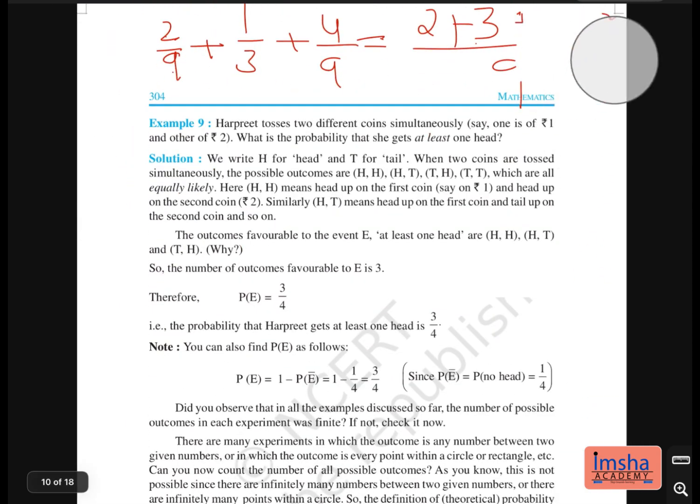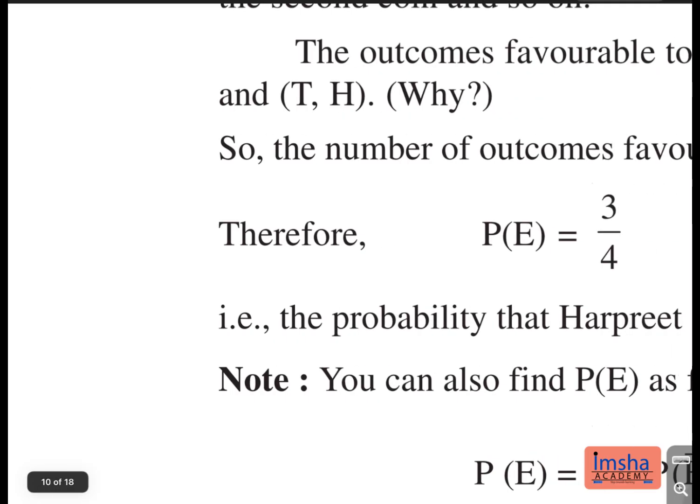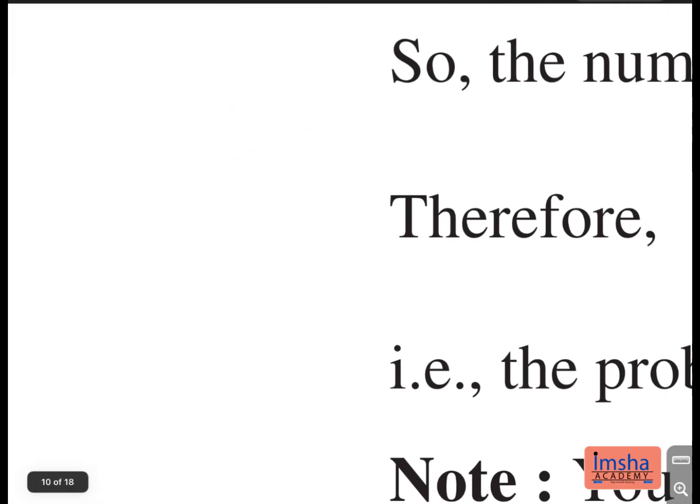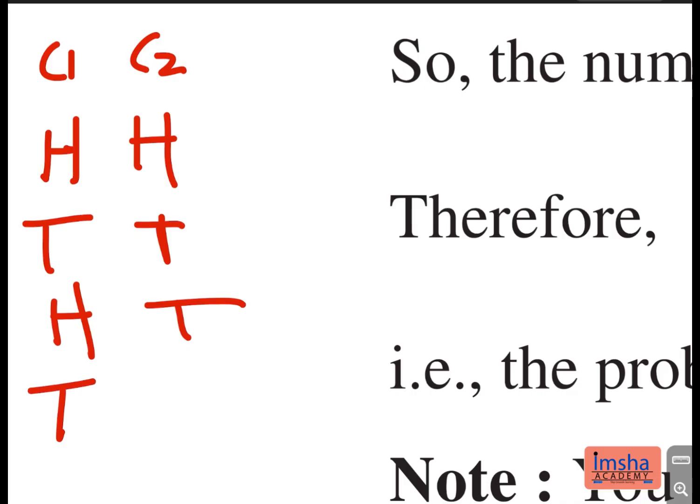Moving to the next example question. Harpreet tossed 2 different coins simultaneously, say one of 1 rupee and the other of 2 rupees. What is the probability she gets at least one head? See, 2 coins are tossed. So what are the possibilities? First coin 1, coin 2. Both the coins can be head, both can be tail, or coin 1 is head and coin 2 is tail, or coin 1 is tail and coin 2 is head.